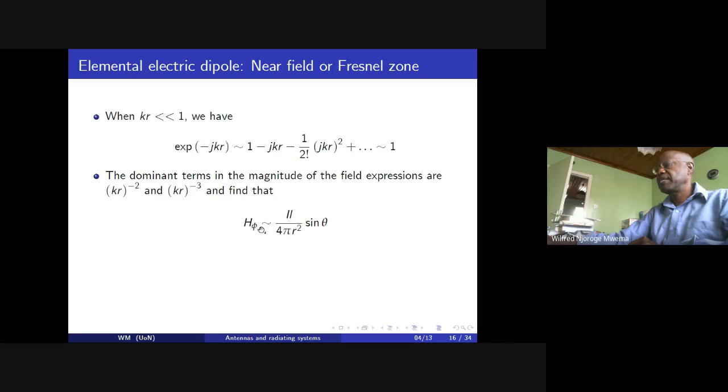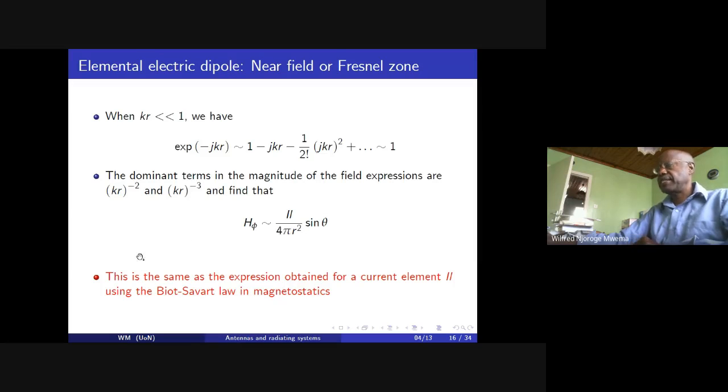And we find that H phi is therefore going to be given by the current I multiplied by L and divided by 4 pi r squared. Recall that this is the surface of a sphere, and we are multiplying that by the sine of the elevation angle. This is the same as the expression you obtained for current elements I multiplied by L when you used the Biot-Savart law in electromagnetostatics in the 3rd year course.